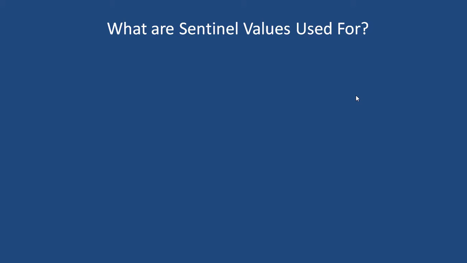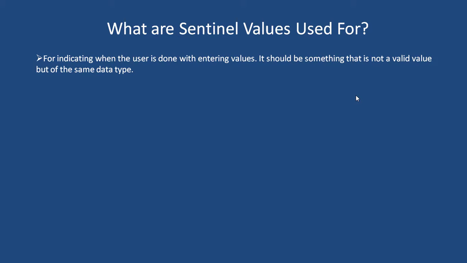Now we will see what Sentinel values are used for. The first one is for indicating when the user is done with entering values. It should be something that is not a valid value but of the same data type. It means that when we don't want to acquire the inputs, then we can give any value that can be used to terminate the while or do while loop, and it should be of the same data type. It allows the user to tell the program they are done with input.